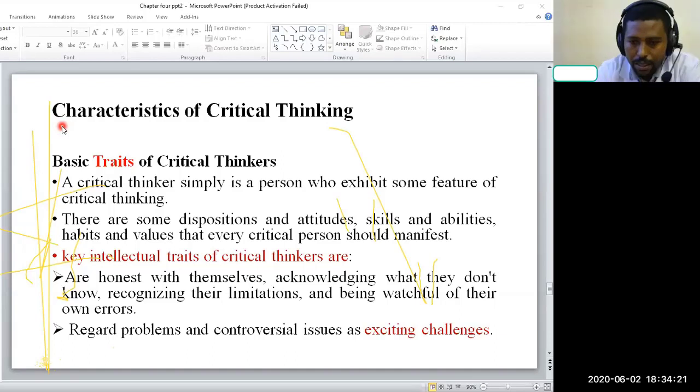And they are watchful for their own errors. This gives them the chance to look at their own errors. If they accept they are fallible, if they know that they don't know everything, and if they are honest with themselves, simply they are watchful of their own errors. They can look at their mistakes. And critical thinkers regard problems and controversial issues as existing challenges.